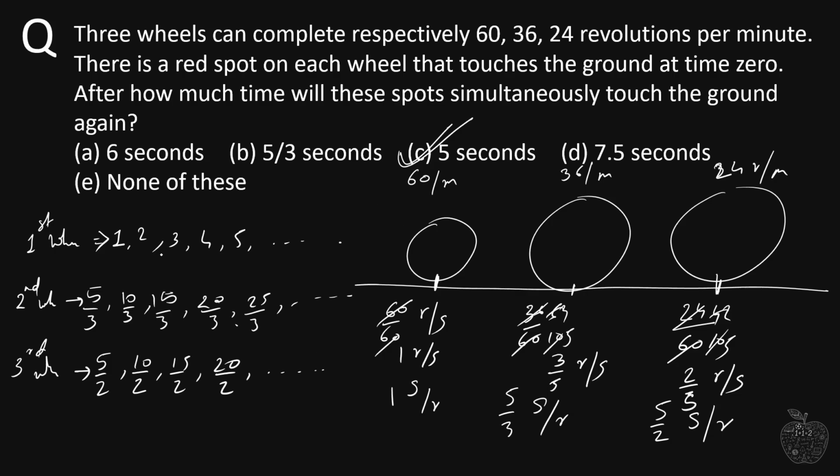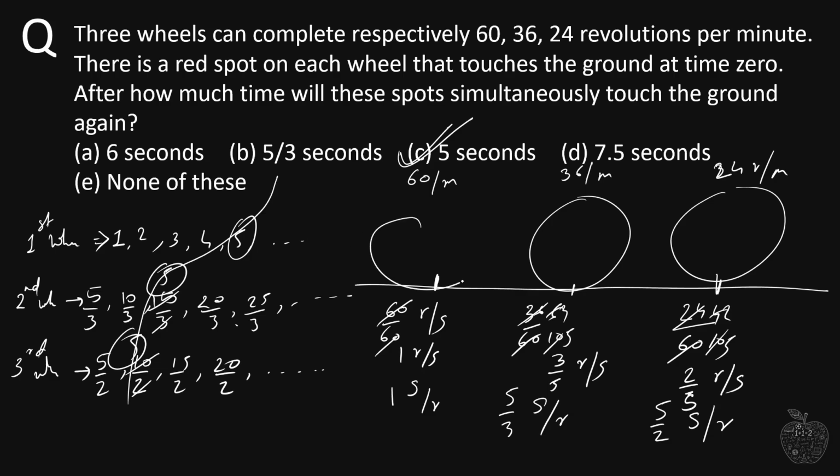Now, when is the first time they will touch the ground together? Here 5 is common: here 3 5s are 15, here also 5 is the first value, and here 2 5s are 10, again 5 is the first value. So that means all these three wheels will touch the ground simultaneously at an interval of 5 seconds. First they will touch at 5 seconds, then again at 10 seconds, then again at 15 seconds, and so on.